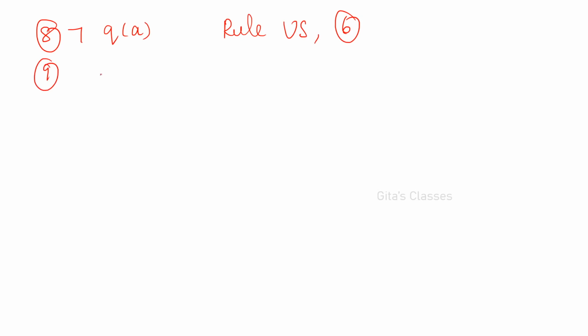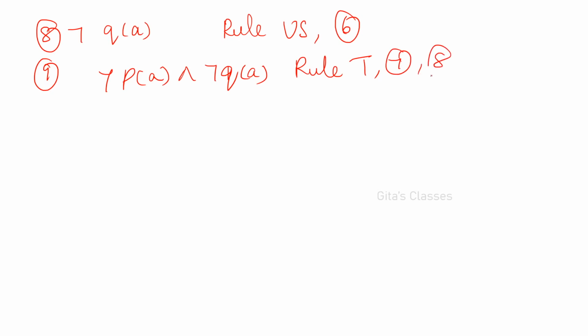So the next step is not of P of a and not of Q of a. That is, I have applied rule I9, conjunction. So rule T, it is a formula. Rule T, and I have applied it in step number 7 and 8, I9. I9 is conjunction.